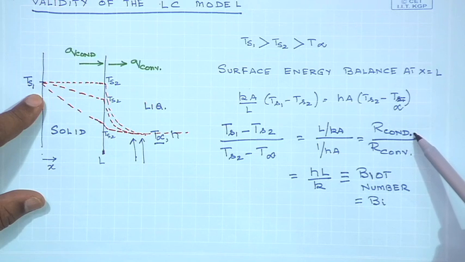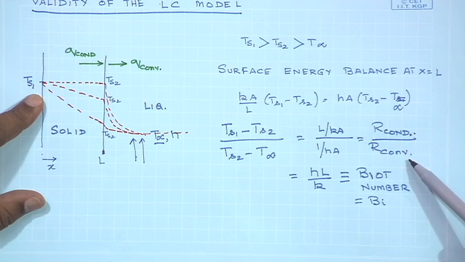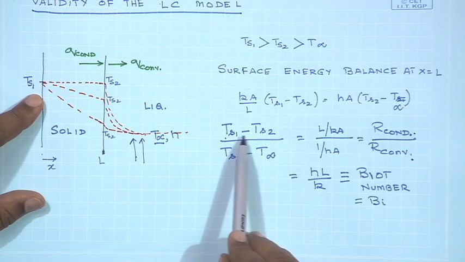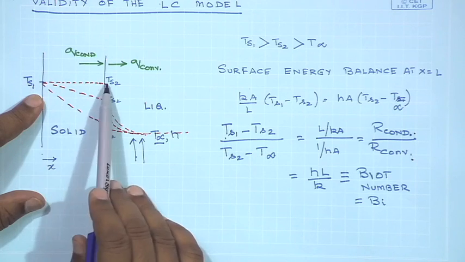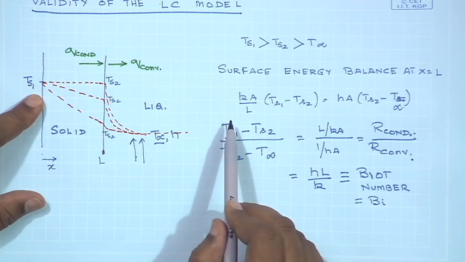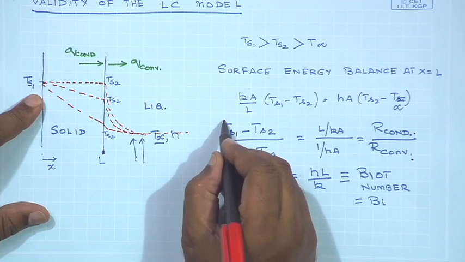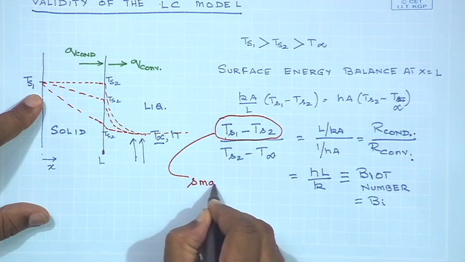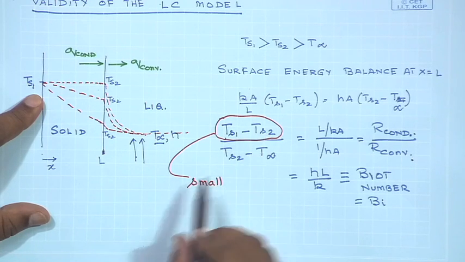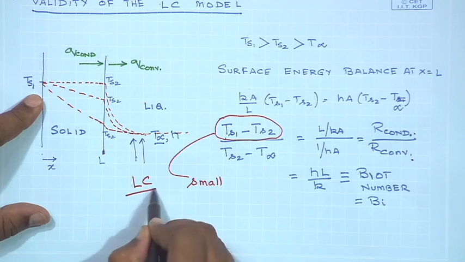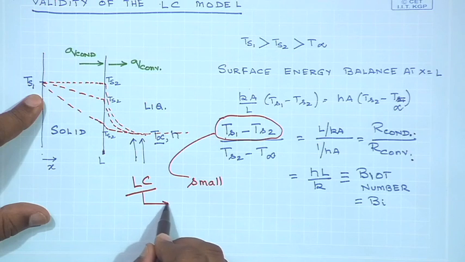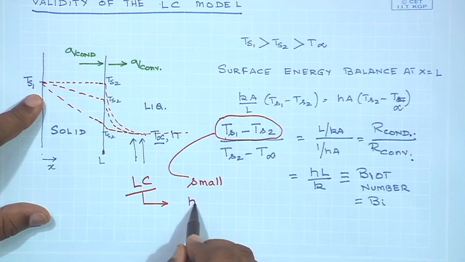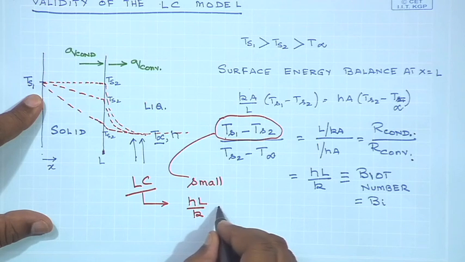So, if your conduction resistance is quite small in comparison with the convective resistance, the resistance to convection, then your temperature drop in the solid, Ts1 minus Ts2, is going to be small. In order for the LC model to be valid, you would like the temperature drop in the solid to be small. So, for validation of LC, in order for LC to be valid, your hL by k should be small.